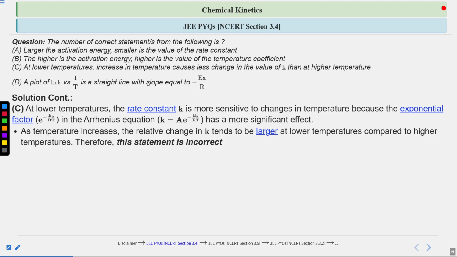Therefore, the statement given in option C is going to be the incorrect one, because it is saying that at lower temperature, an increase in temperature causes less change, whereas the change is going to be larger in the rate constant value at the lower temperature than at the higher temperature, right? So the C statement is the incorrect statement.